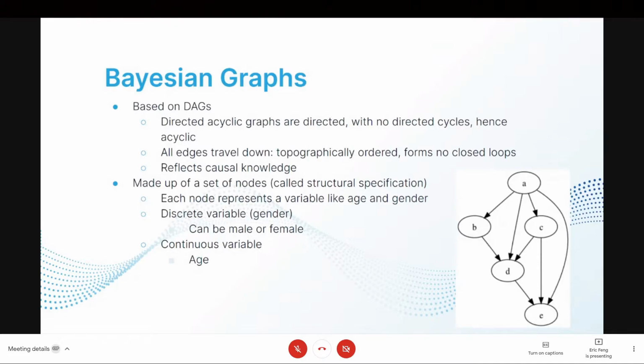So for example, age: a person can be 16 or 17, but there's an infinite number of possibilities in between those two numbers. A person can be, let's say, 16 years old, 7 months, 5 days, 4 seconds, and on and on. As you can see, there can be an infinite number of possibilities for that variable.